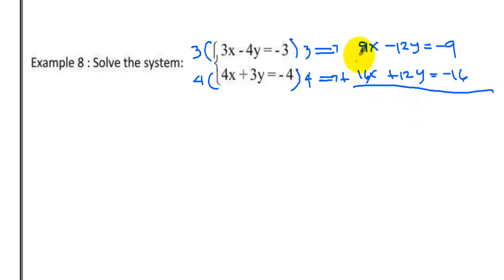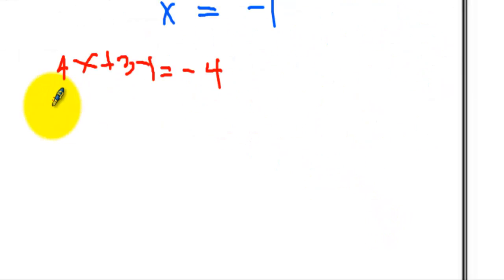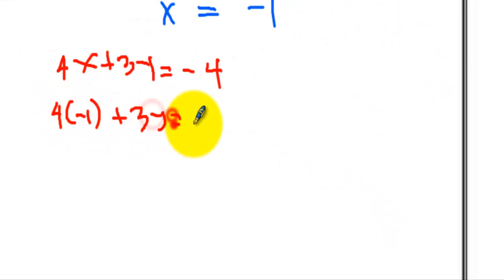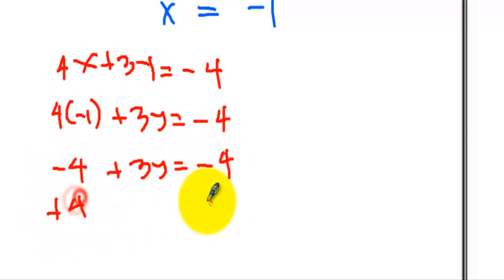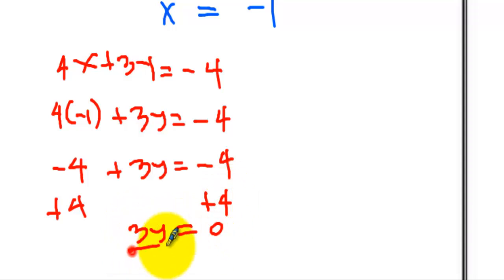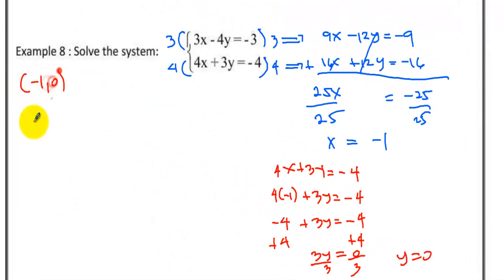Adding the two equations, 9 plus 16 is 25x. This will cancel out. We'll get here negative 25. Divide by 25 both sides, and we'll get x equals negative 1. Next, let's use either one of these equations. I'm going to use the first or the second equation. I'll use this one. So 4x plus 3y equals negative 4. So x is negative 1. This will become negative 4 plus 3y equals negative 4. Add 4 to both sides, we'll get 3y equals 0. Divide by 3, we'll get y equals 0. So our answer is negative 1 comma 0.